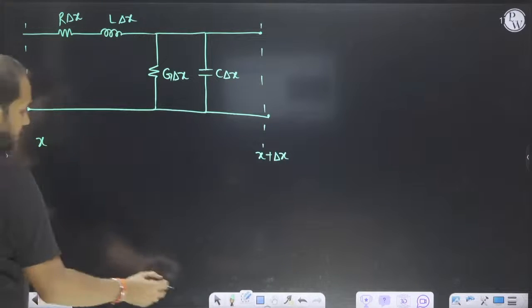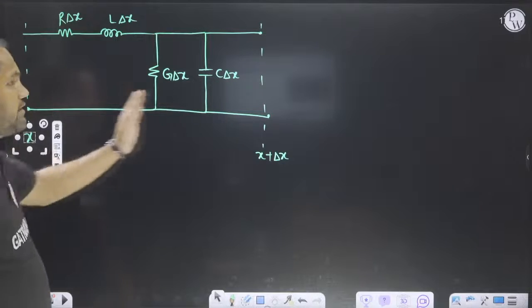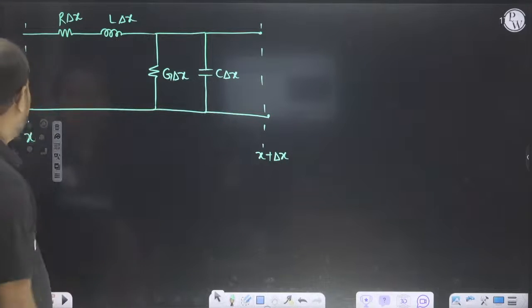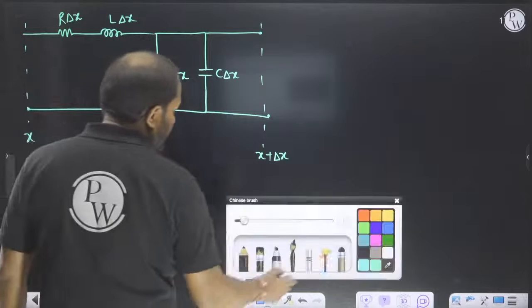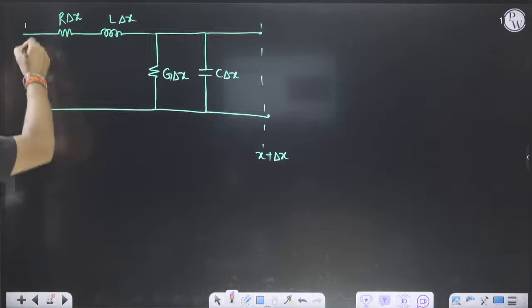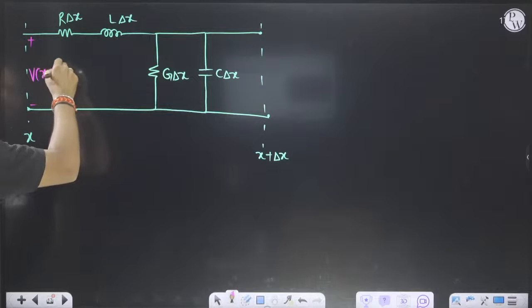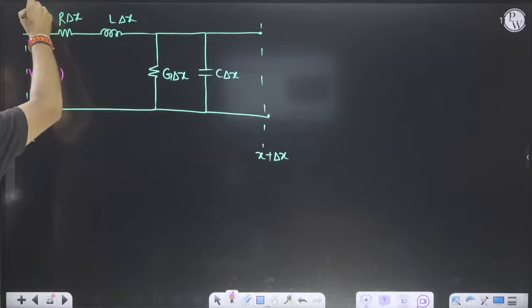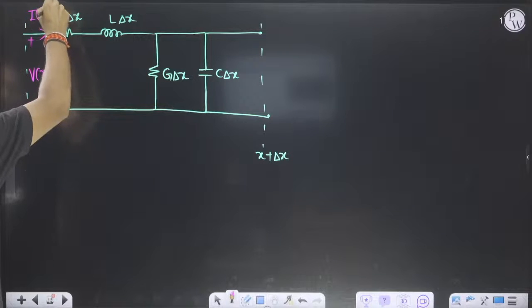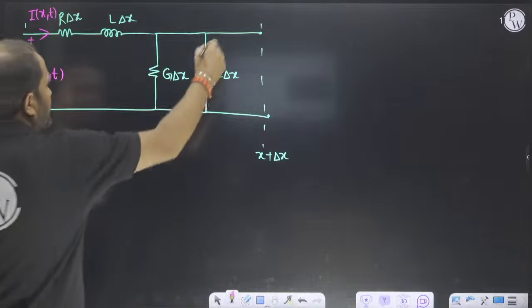At this point it is x only. So what is the length of this section? Delta x. There is a voltage drop here, V(x,t), and there is a current I(x,t).